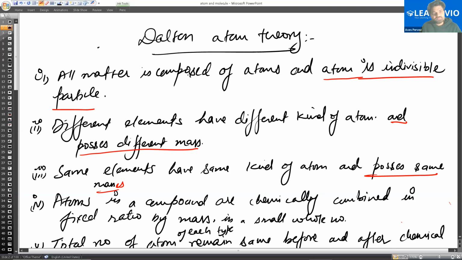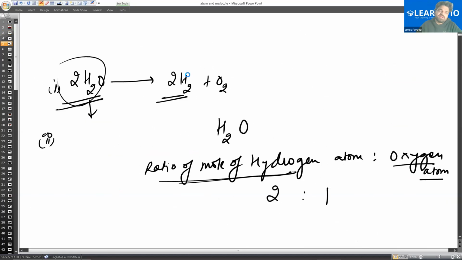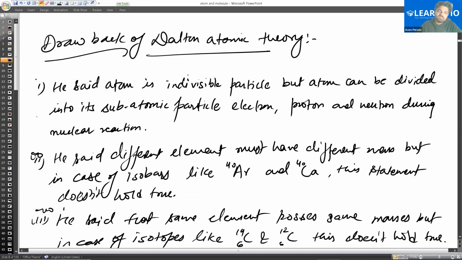Yes, sir. So note it down: all matter is composed of atoms and atoms are indivisible particles. The drawbacks of Dalton theory are important, so please write down the drawbacks of Dalton theory once more. Drawbacks, please note it down.